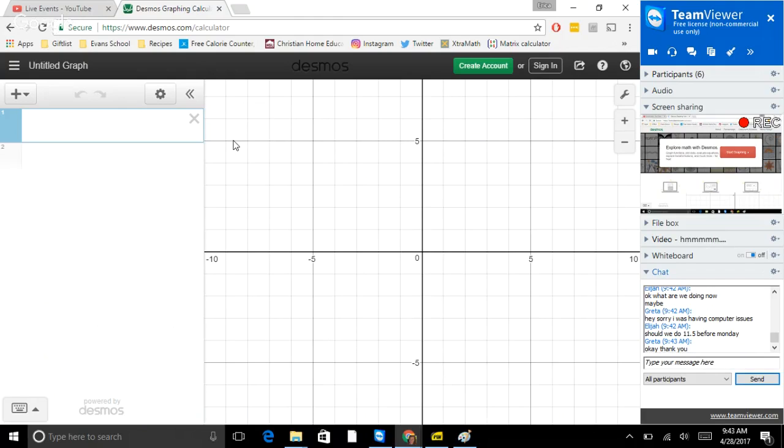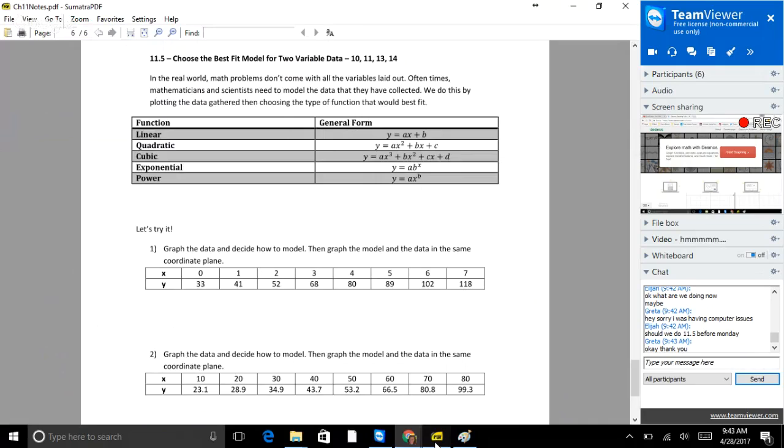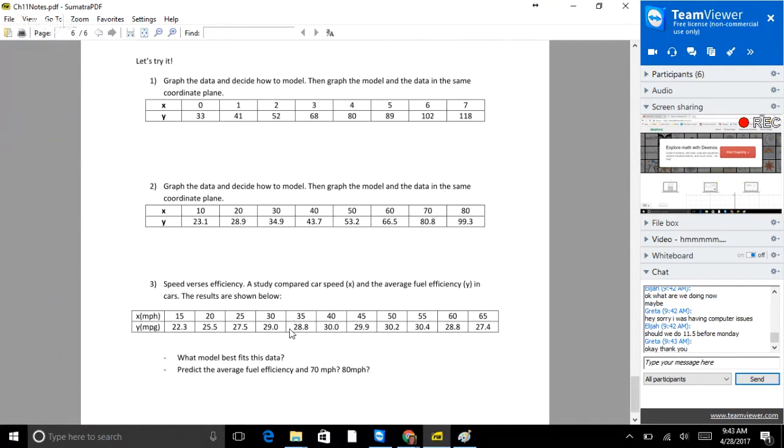Okay, so what if we have a bunch of data? How do we model that data to actually make it useful? I'm going to skip to problem number 3 on your notes. This is speed versus efficiency. A study compared the car speed, X, and the average fuel efficiency, Y, in a certain car model. When a car is going 15 miles per hour, it's getting a fuel efficiency of 22.3 miles per gallon. When it's going 50 miles per hour, it's getting a better fuel efficiency, 30.2 miles per gallon.